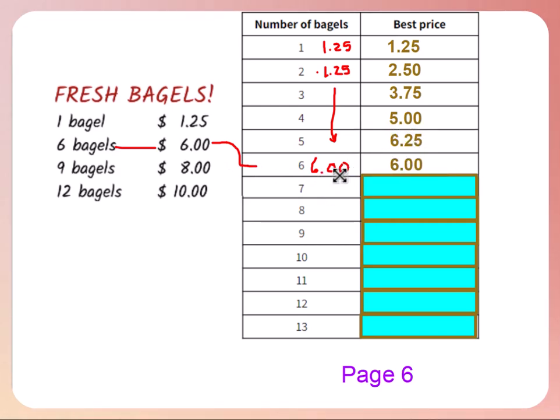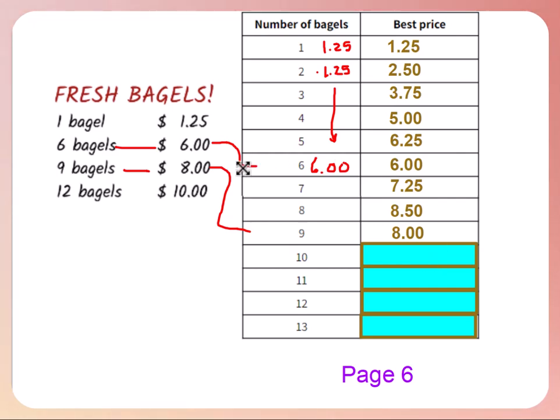Okay, and then 7, we're going to buy 6 and then add on another $1.25. And then for 8, we're going to do the same thing, buy 6 bagels, then add 2 more on for a total of $8.50. For 9 bagels, we already have a bulk discount for $8. So it's going to drop down and it's actually going to be less than what 8 bagels was. This happens often in bakery shops or different places where you can get something cheaper when you buy more.